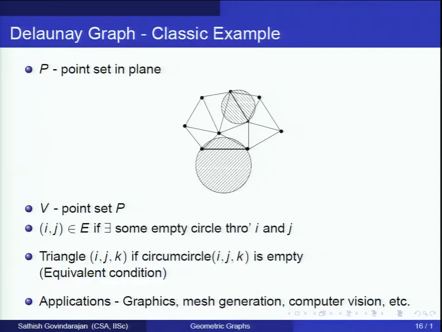And this is a very important graph. It's been applied in graphics, mesh generation, in vision, many other places. And it's also called a Delaunay triangulation because the graph is composed of triangles. If you see this graph, you will see that whenever you take a point set, the graph will consist of triangles. That's why it's called a Delaunay triangulation.